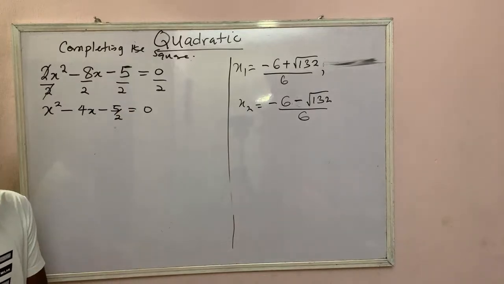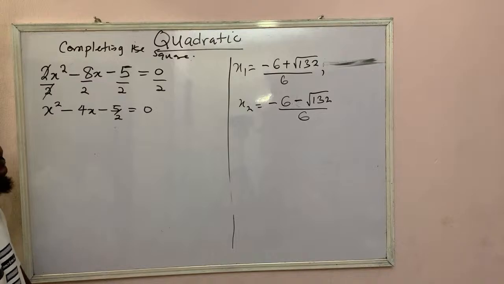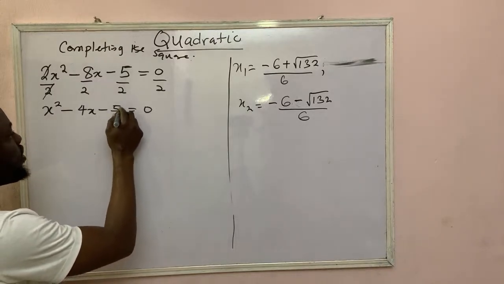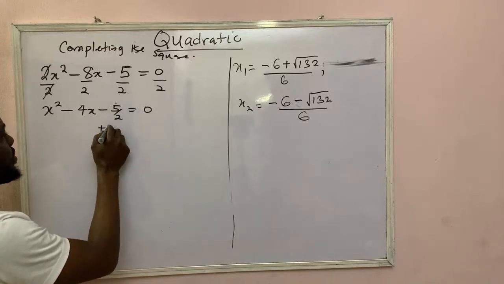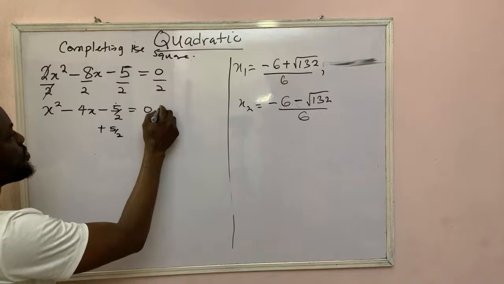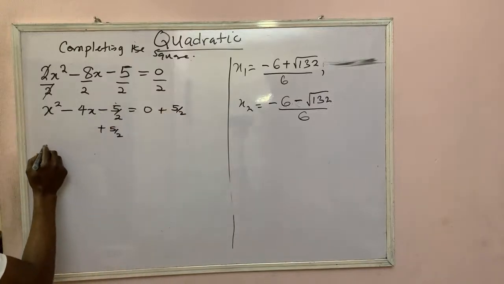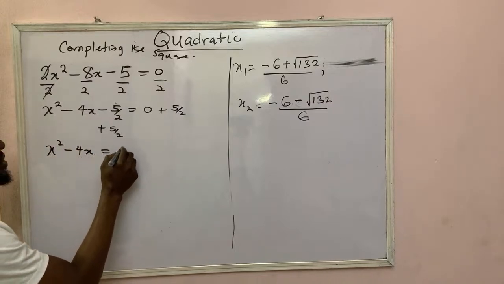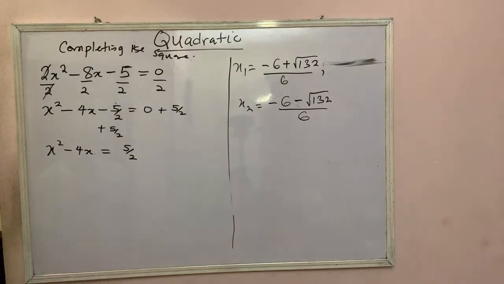That's the first step. The second step is that we take the constant to the other side of the equation. So we can just add 5 half to both sides of the equation. So this will become 0. So x squared minus 4x equals 5 half. Or you take this to the other side, so you have this expression.